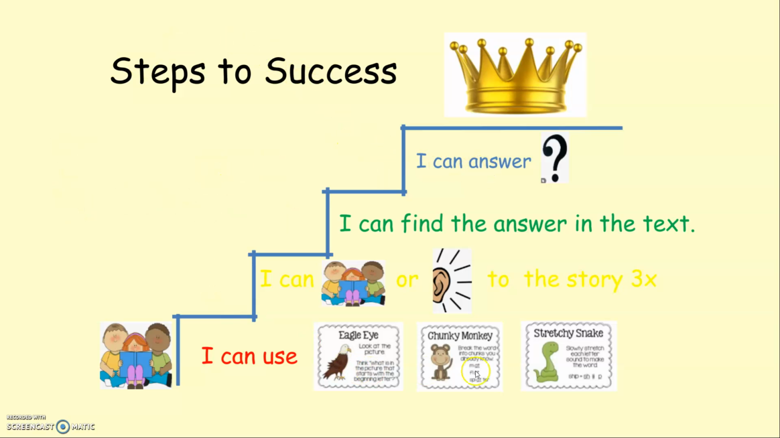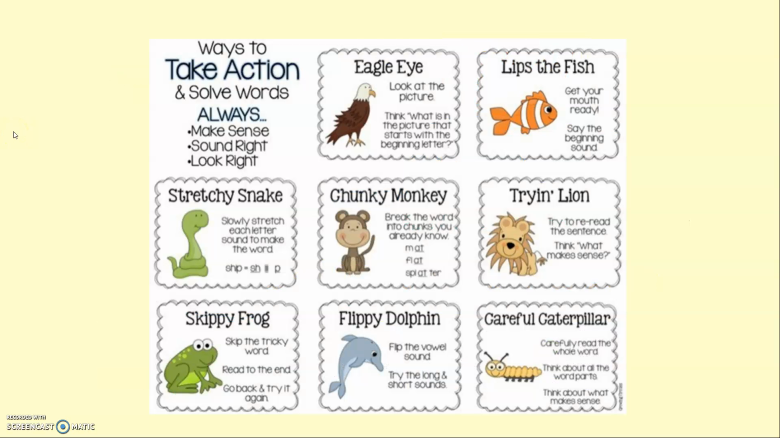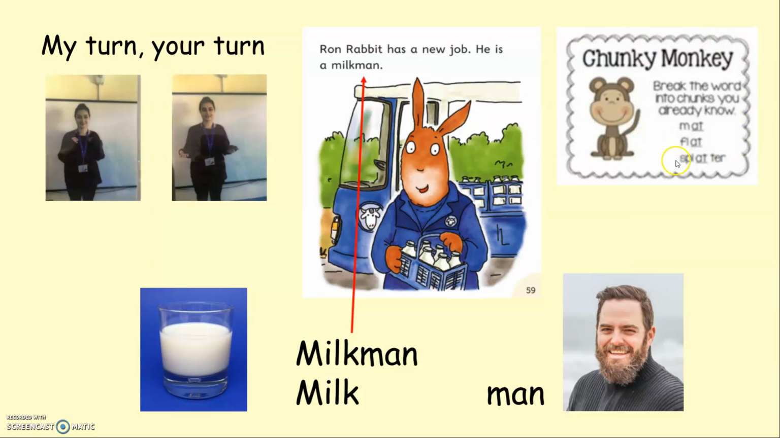Okay, so I can use the strategies. I can read or listen 3 times. I can find the answer and then I answer it. So today we're going to be using eagle eye, stretchy snake, and chunky monkey. Okay, chunky monkey is going to help us first. I'm going to go and then it's your turn. My turn, your turn. Okay, so we're going to use chunky monkey.